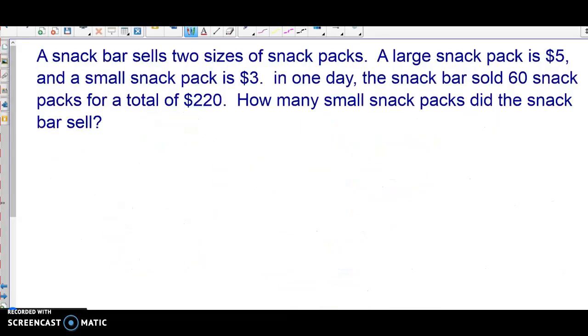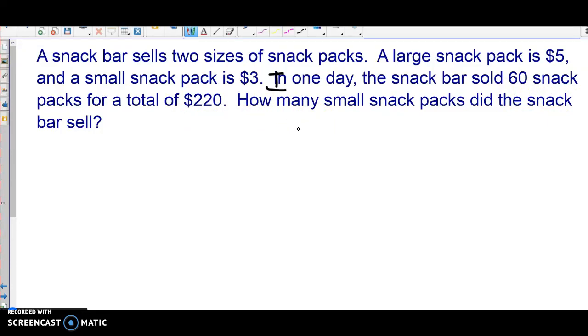Now we can take a word problem, and if we write two equations for it, we can solve it. So it says a snack bar sells two sizes of snack packs. A large snack pack is $5 and a small is $3. That should be a capital I. In one day, the snack bar sold 60 snack packs for a total of $220. How many small snack packs did the snack bar sell?